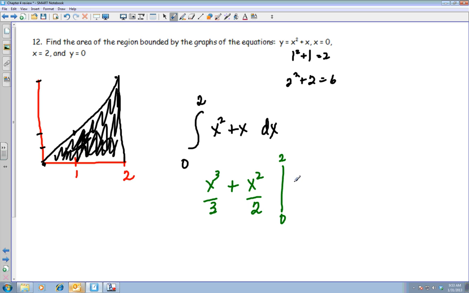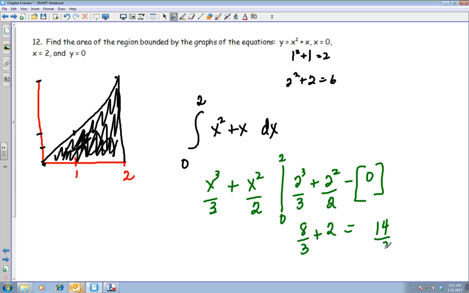So now I'm going to plug my 2 in. 2 cubed over 3 plus 2 squared over 2 minus 0, because when I plug 0 in, I'm just going to get 0. So that's 8 thirds plus 4 over 2, which is 2. And 8 thirds plus 6 thirds would be 14 thirds. Okay, and we'll stop right there. We'll do the next ones on the next video.